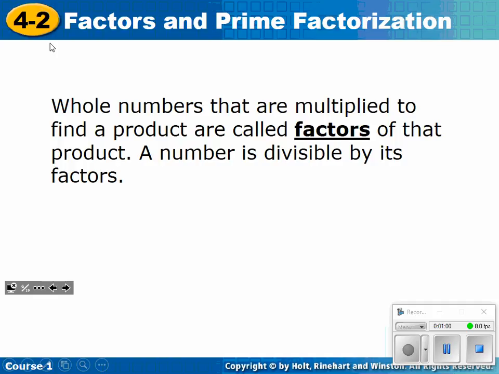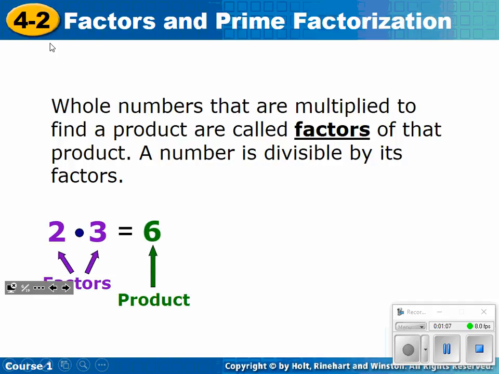Whole numbers that are multiplied to find a product are called factors of the product. A number is divisible by its factors, okay? So, if I asked you the question, what numbers are 6 divisible by? That means, what numbers can you divide 6 by and get a whole number? What are some numbers that I can divide 6 by and end up with a whole number answer? 3, what else? 2, what else? 6, what else? 1. Okay?